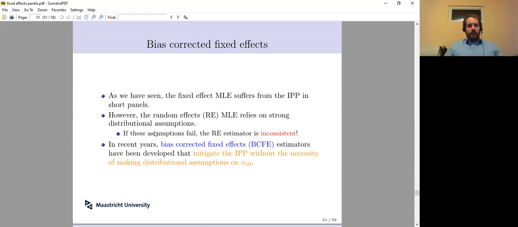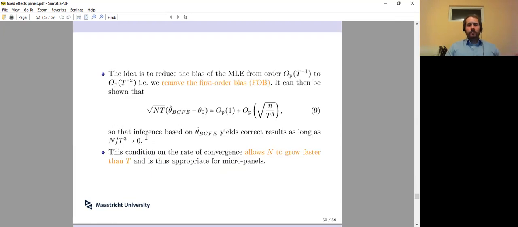In rather recent years, so these things are not yet that old, there have been bias corrections of the fixed effects estimators. This is so recent that I'm not sure if that's even discussed in the Wooldridge book. What we want to do is mitigate the incidental parameters problem without making any distributional assumptions on the unobserved effect. Now, how would we do this? As we said before, we reduce the order of the bias from 1 over t to 1 over t squared. So we remove the first order bias.